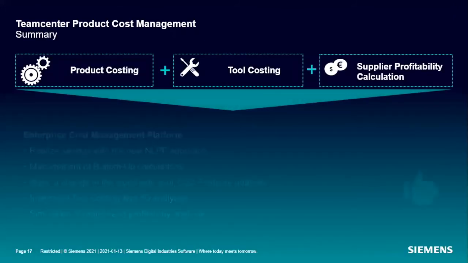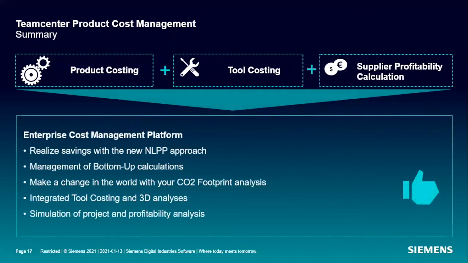Most importantly, we are the last message, and this is the summary. And with this, I close. If you are using the combination, product, tooling, and supplier profitability calculation, we are now growing into an enterprise cost management platform. Of course, we were born in the product costing level at early stages. But since we have emerged within Siemens, we are now able to realize savings with this new NLPP approach, reusing your historical data so that you can do calculations in one click.